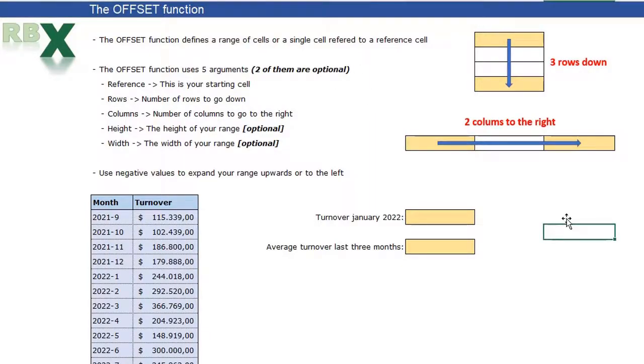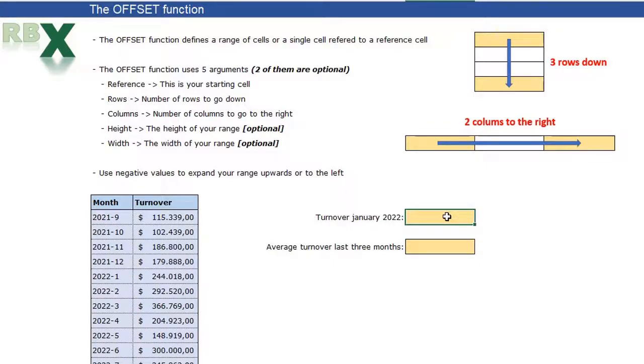Well, let's take a look at 2 examples of how to use the offset function in Excel. In the first example, we are going to get the turnover from January 2022, which is this turnover, in this cell using the offset function. So we are referring to only one cell and we are not using the height and width arguments. So let me show you how to do that with the offset function.